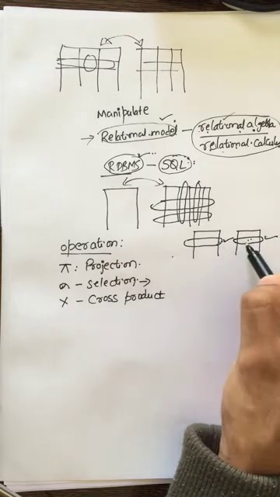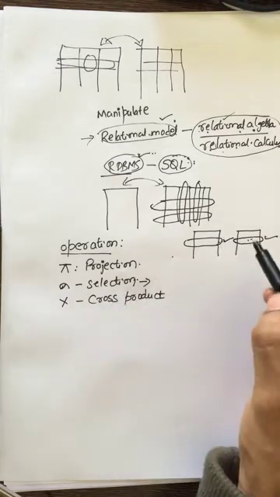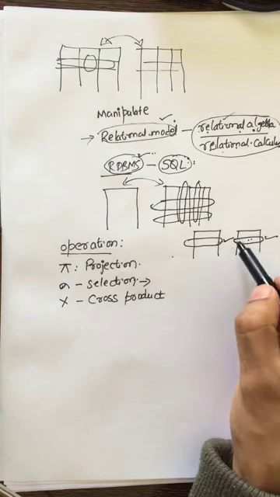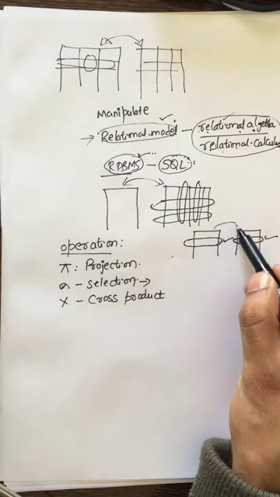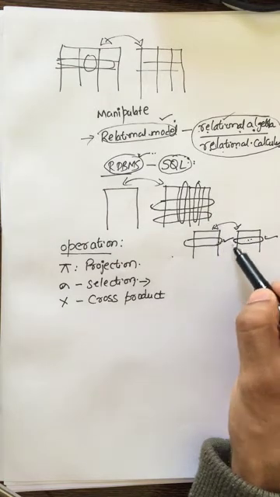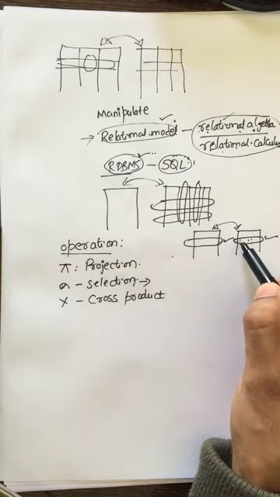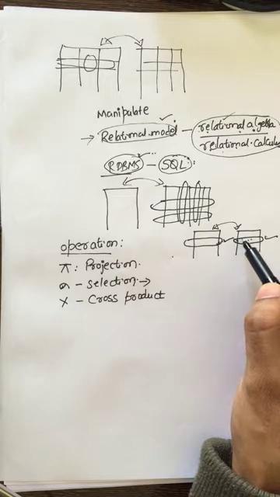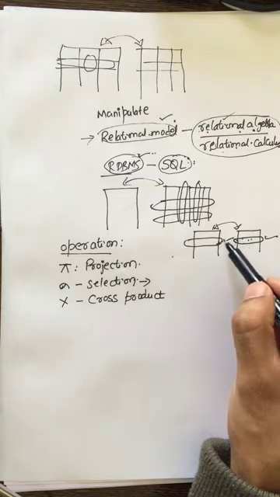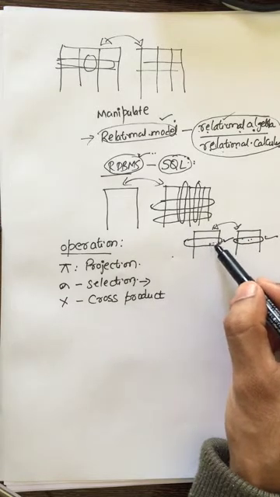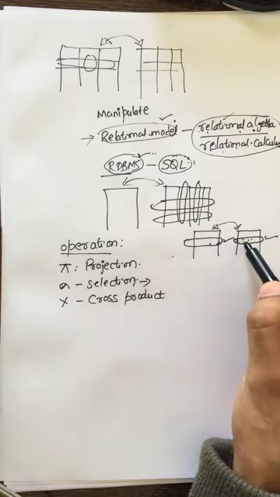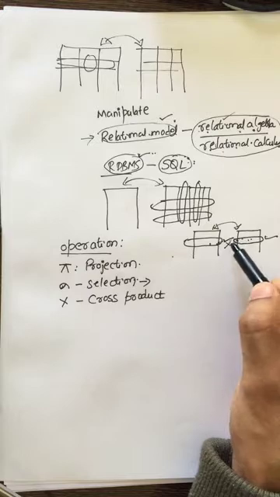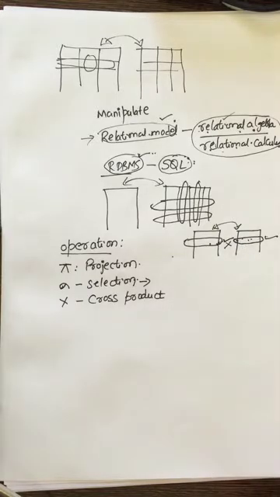Now, the only way it is possible to do this is by using cross product. Cross product is an operation used to combine two tables, right? By doing cross product, we can actually work on more than one tuple at the same time. In general, we can work on only one tuple in a table, but if you have to work on more than one tuple at the same time, it is better to cross product them and work on them simultaneously, right?